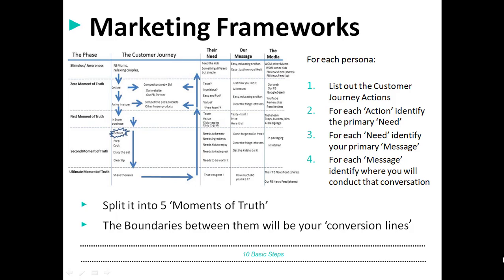And then for each message, identify where you are going to conduct that conversation, or where you're going to deliver that message, and how you're going to conduct the following conversation. The way I do it is I then split it into 5 moments of truth. And again, if you haven't heard of the moments of truth, I would strongly suggest you go to YouTube and search for Google zero moment of truth or Google moment of truth. There's a really short video on there, about 1 minute 43 seconds, that's really useful. The boundaries between these moments of truth will also then be your conversion lines. We'll come back to that in a minute.